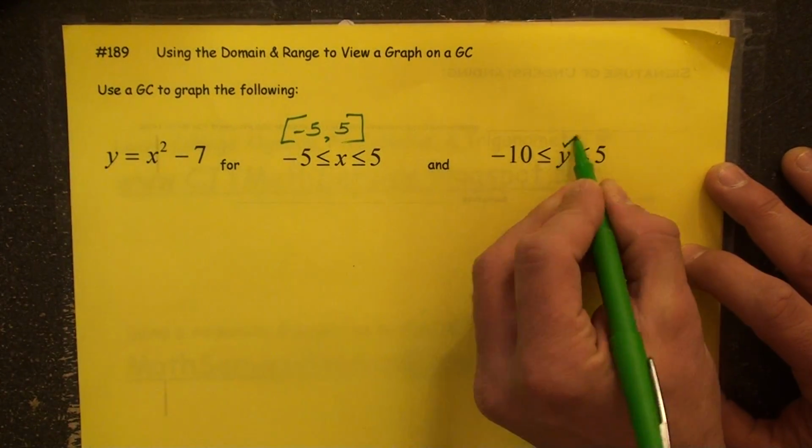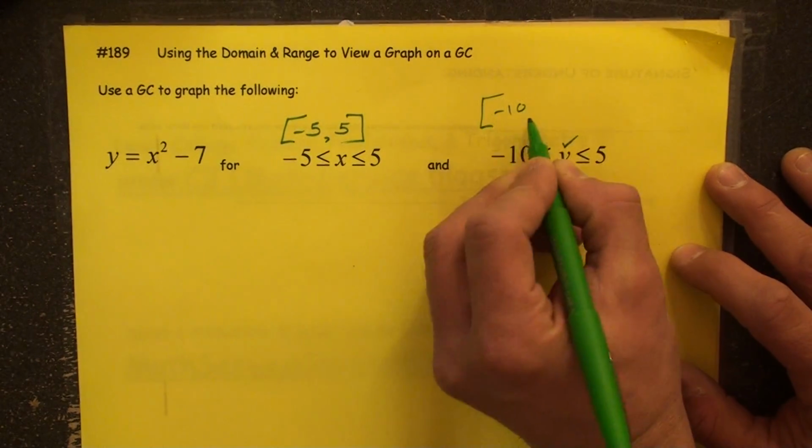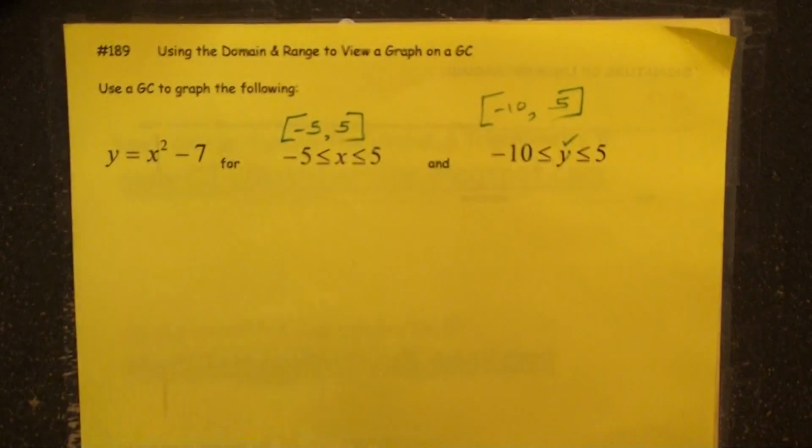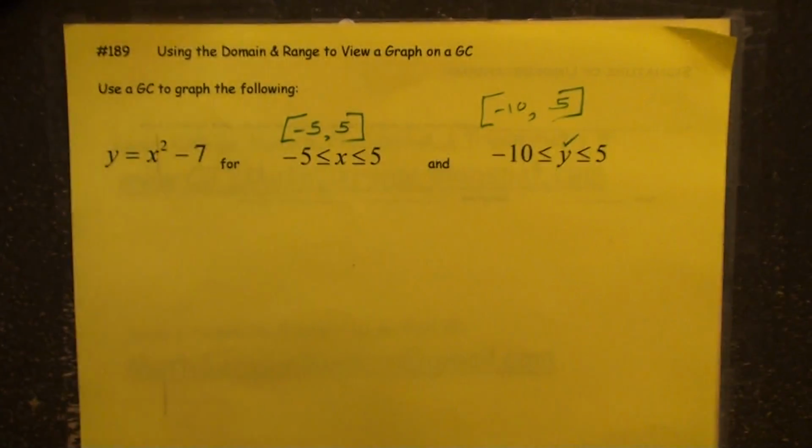And then what would this be? If that's the y value, that would be the range. So negative 10, comma 5. Okay, now let's go ahead and use the graphing calculator.